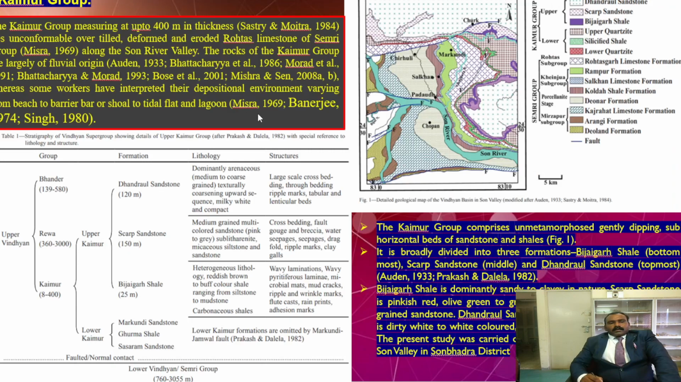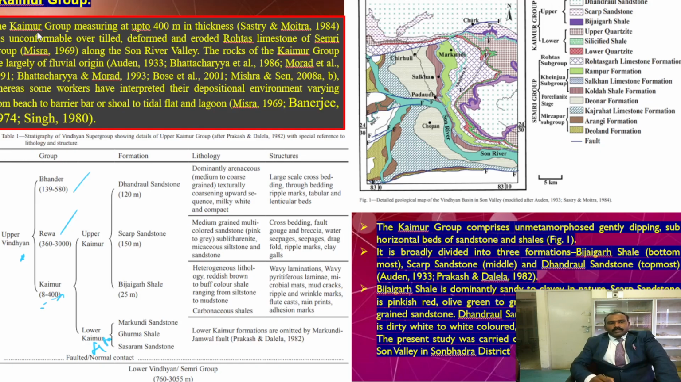Coming to the next part of the Vindhyan supergroup, it is divided into different formations, and the thickness of each formation varies in Kaimur, Rewa and Bhander. These are the formations of the upper Vindhyan supergroup, and we are interested in the Kaimur formation. What is the Kaimur group? Kaimur measures about 400 meters thick and lies unconformably over the deformed and then eroded Rohtas limestones and the Semri group. So this is the Semri group.